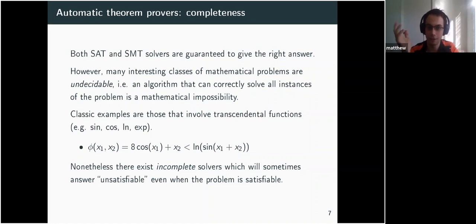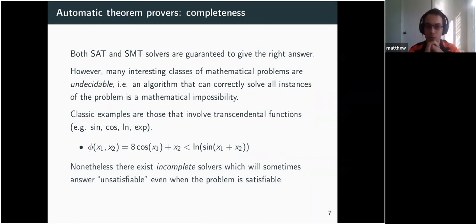For instance, if you take your SMT example and add transcendental functions, like sine, cosine, ln, exponentials, and you're now trying to solve whether these expressions are satisfiable, this is now undecidable. There's no algorithm that can give you the correct answer 100% of the time.